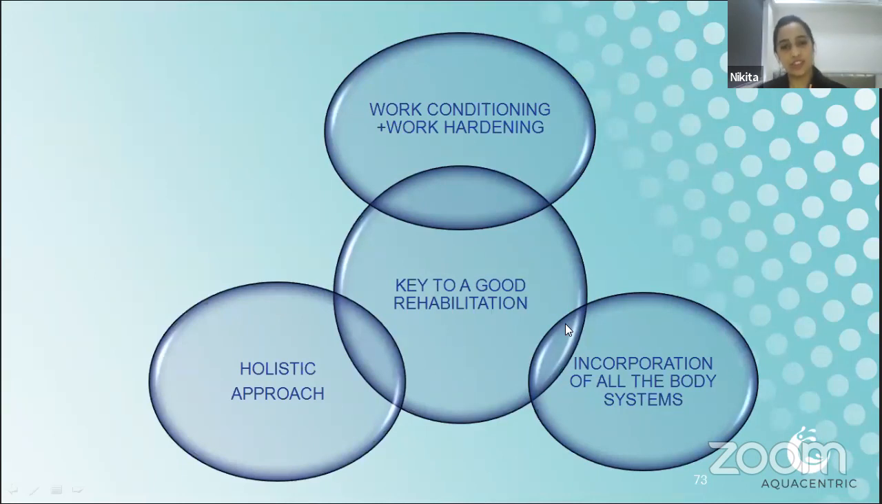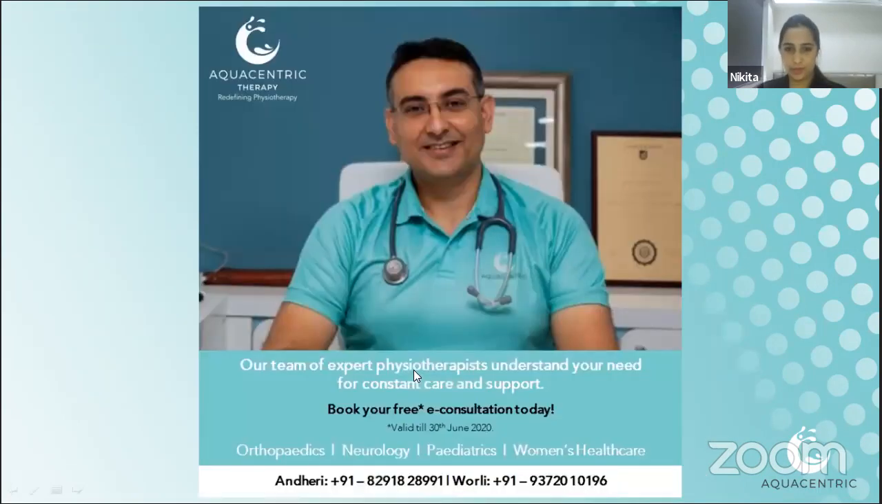Now, what is the key to good rehabilitation? Work conditioning, work hardening. Work conditioning is trying to mimic the sports environment, the manner in which the athlete is supposed to return to sports. Incorporation of all your body systems. It's not just your muscles and bone, but your nervous system and cardiovascular system have to be targeted right from the beginning of rehabilitation. As I said, a holistic approach.